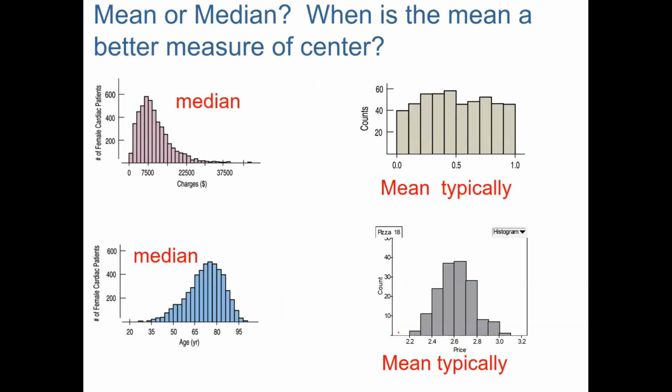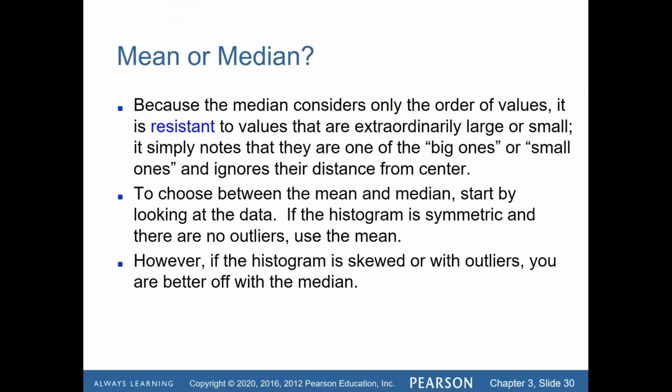So here's a little summary. Which measure of center would be better? On skewed data, we typically want to use the median because these large numbers or these small numbers pull the mean towards them. If you have uniform data or approximately normal data, we typically use the mean. It's a better measure of center, though the median does work.